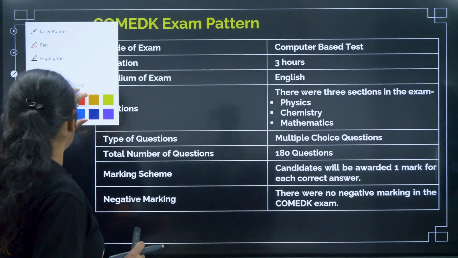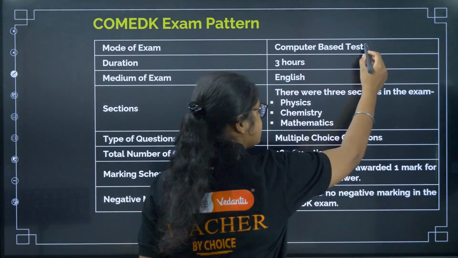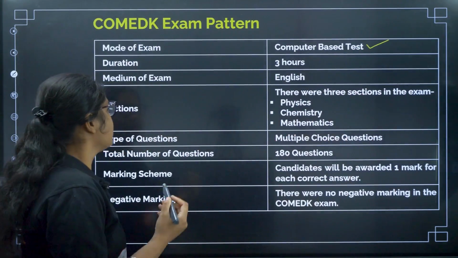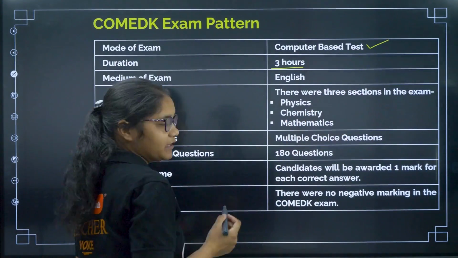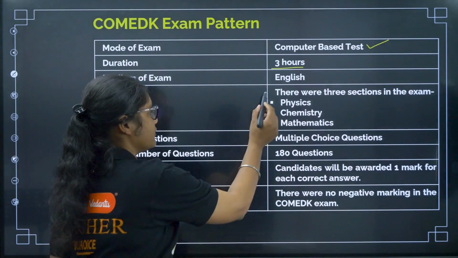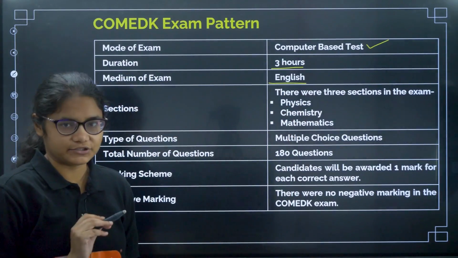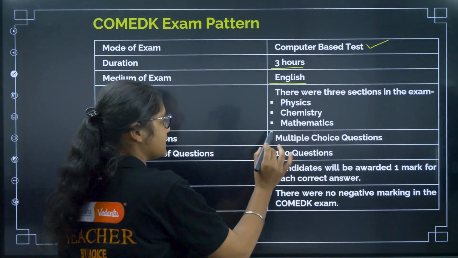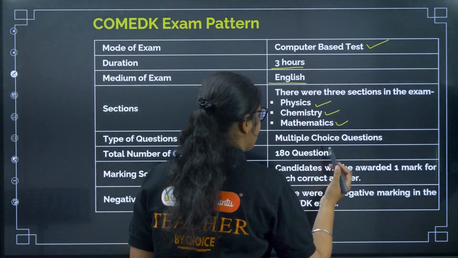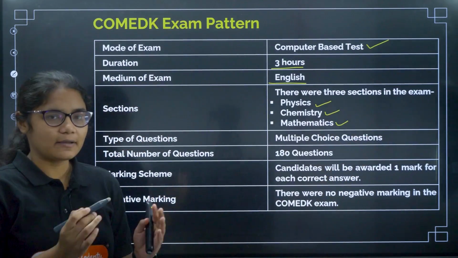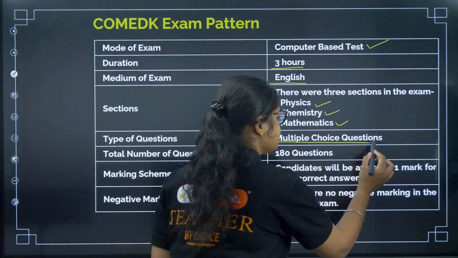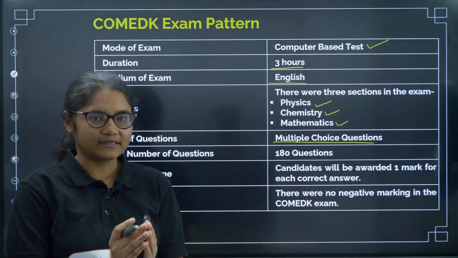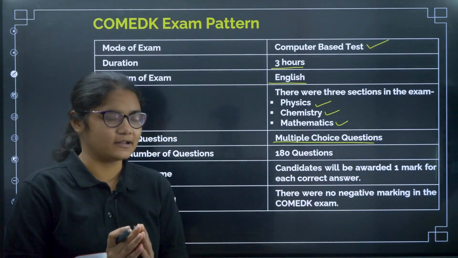The COMEDK exam will be a CBT test, that is, online mode. The duration of the exam will be 3 hours, and the medium of the exam will be English. We have 3 sections in this: physics, chemistry and maths. The exam pattern is multiple choice questions. There will be 4 options, and you have to select any one option as the correct answer.